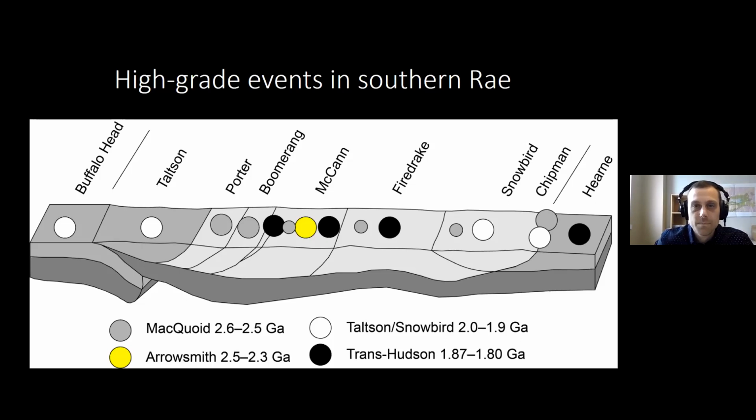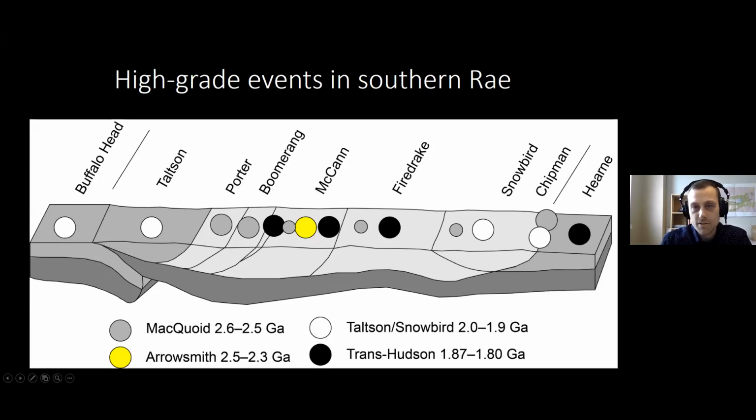And finally, as the title of the talk alluded to a bit, I want to get to this final phase, which I'm calling the Trans-Hudson Phase. When I say Trans-Hudson, I'm referring to the later phases of the Trans-Hudson, when we're starting to get terminal collision of both the Sask and Superior Cratons into the Western Churchill province. And that's roughly bracketed between 1.87 and 1.8 billion years ago.